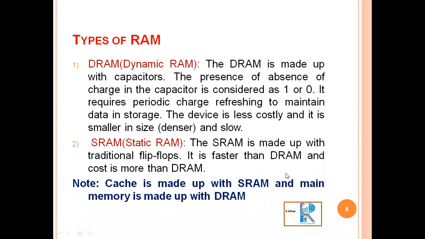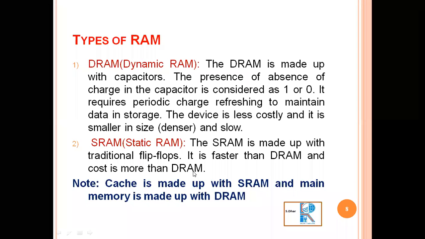Obviously, as there is no capacitor and no requirement of refreshing the capacitor, this SRAM is faster than the DRAM. Clear? But this is not denser, and the cost is obviously more than the DRAM. So obviously, these two types of RAM are used for making the memory.